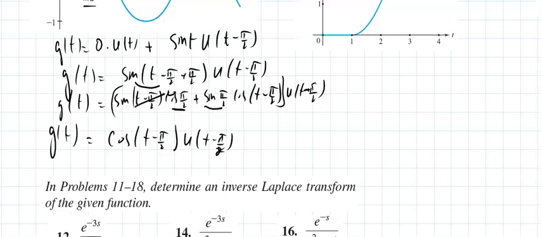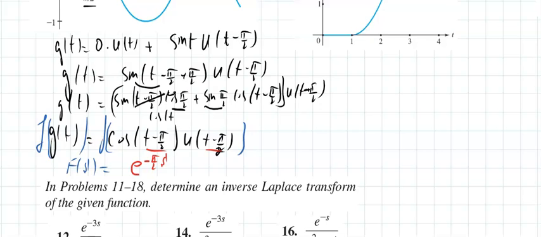So now, since they match, if I apply the Laplace transform on this, I'll get F of s, and to take care of the shift, that is e to the negative pi over 2 s. That leaves me with cosine of t, and the Laplace of cosine of t is s over s squared plus 1.